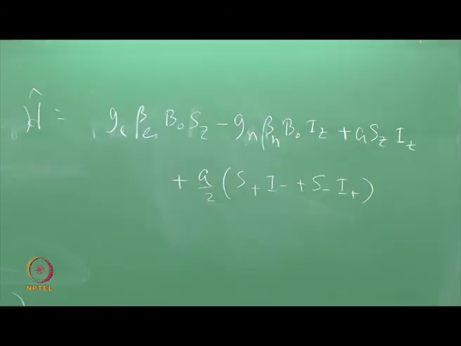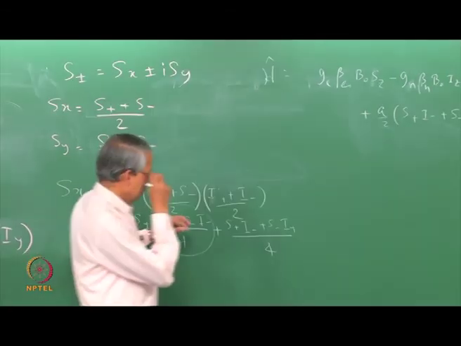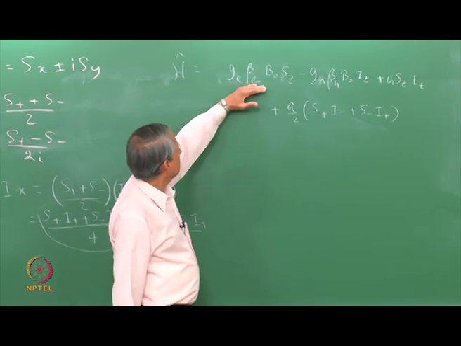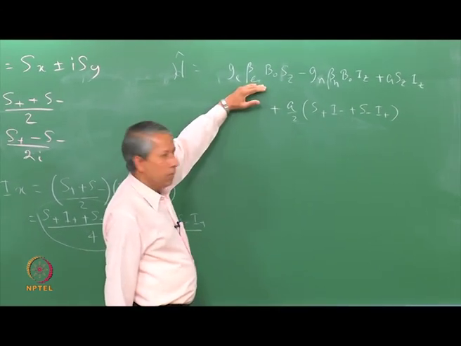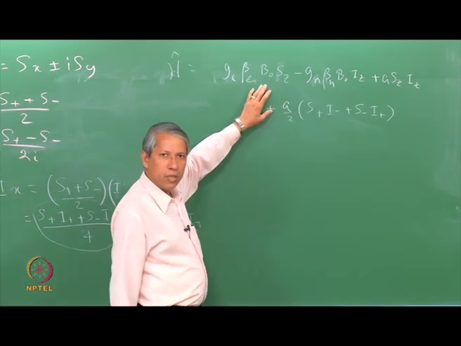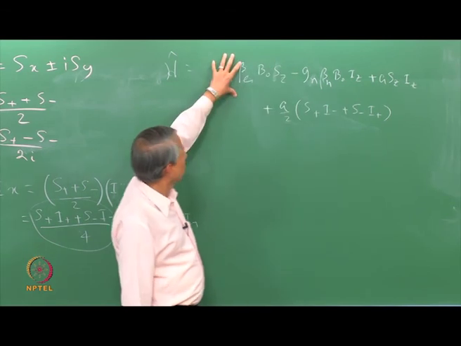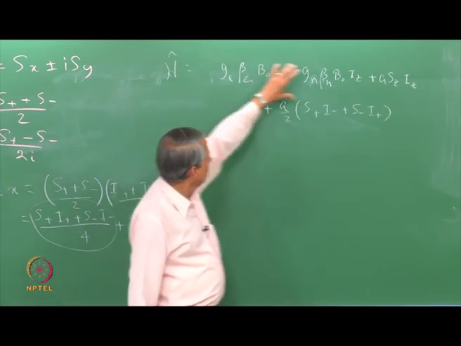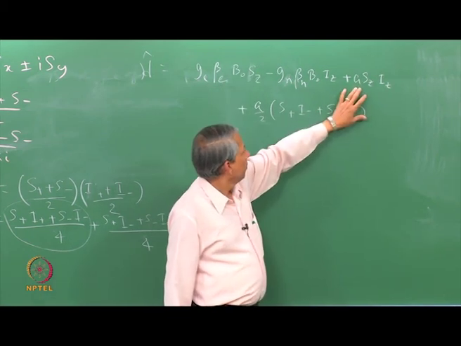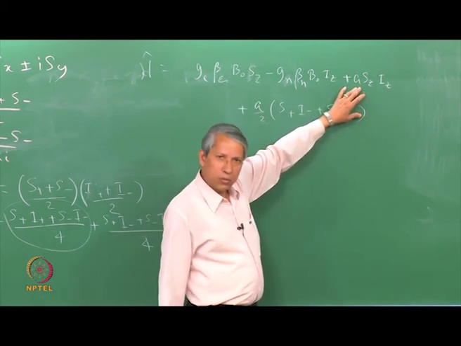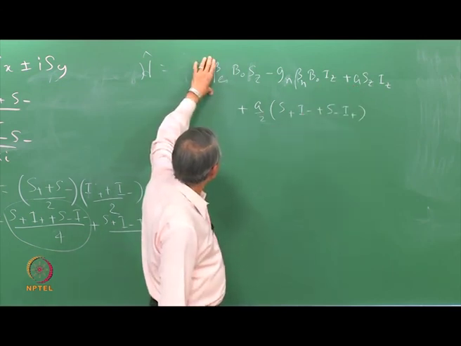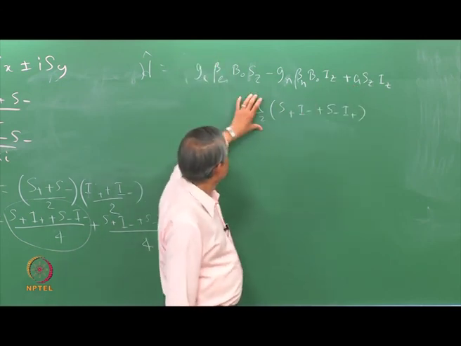Here, now let us see the relative magnitude of the various interactions. This is the electron Zeeman term, this is the nuclear Zeeman term. We know that the magnetic moment of the electron is about 2000 times higher than that of the nucleus. So, this will be the most dominant interaction, this will be very small compared to that one, and the magnitude of the hyperfine coupling constant is also not very large. So, the electron Zeeman will still be the dominant interaction, and this one is usually very small.